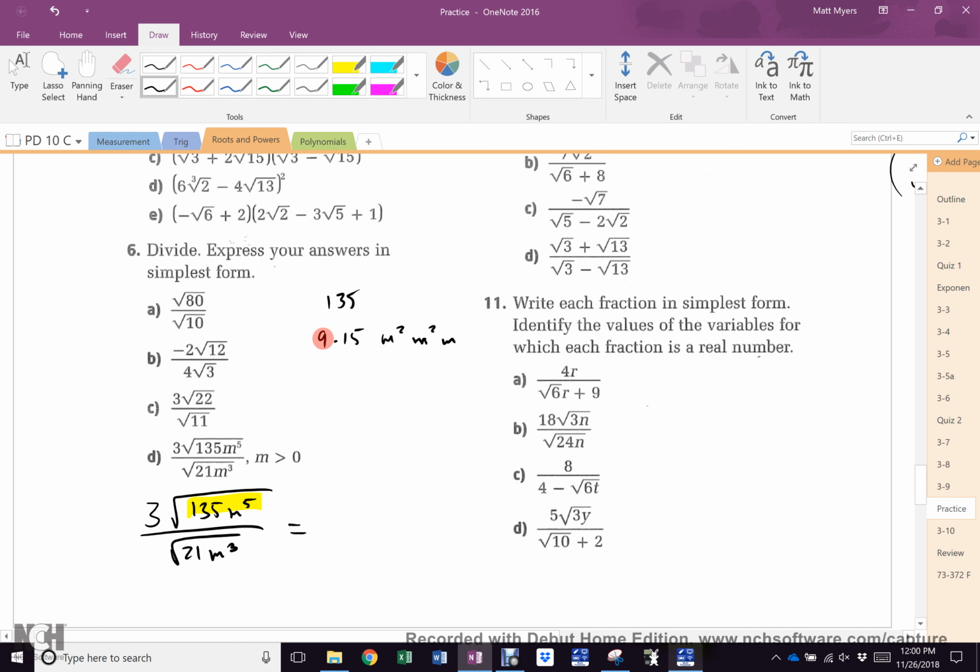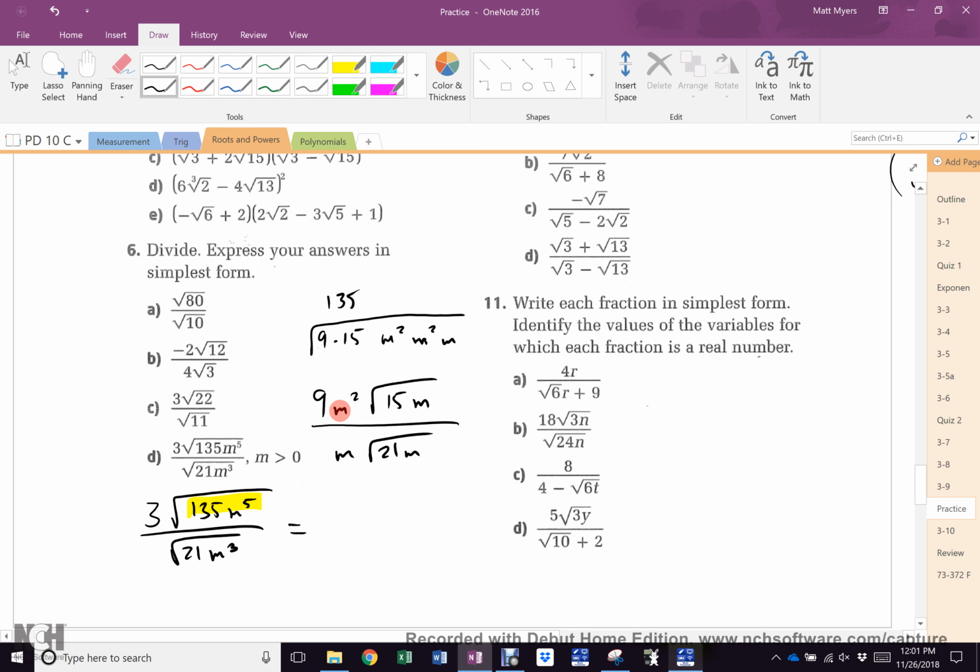You brought out the square root of 9, which is what? 3. There was already a 3 out there, so you got 9. Did you bring out this m? Yes. Did you bring out this m? Yes. 9m squared, what did I leave under there? 15 and m. Yes. Okay. Over. What can come out down here? Oh, 1m. Just an m. 21m, right? Okay. Now what?